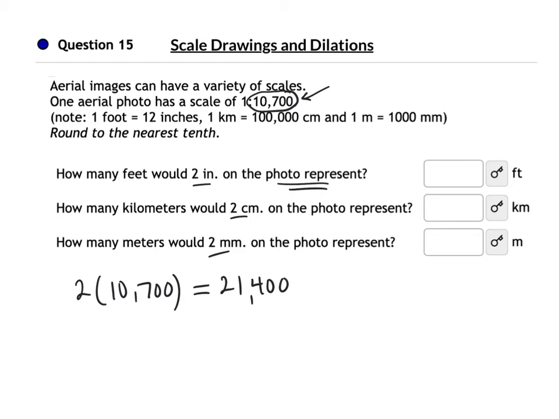2 centimeters in the photo would represent 21,400 centimeters in reality. And 2 millimeters would represent 21,400 millimeters in reality. I can use any unit I want. The issue is they want it in feet here, kilometers here, and meters here. I need to use these conversions then. Here I'll divide by 12. I'll take this number, because that's in inches, if I'm using inches, and divide it by 12. We're going to round that to the nearest tenth.